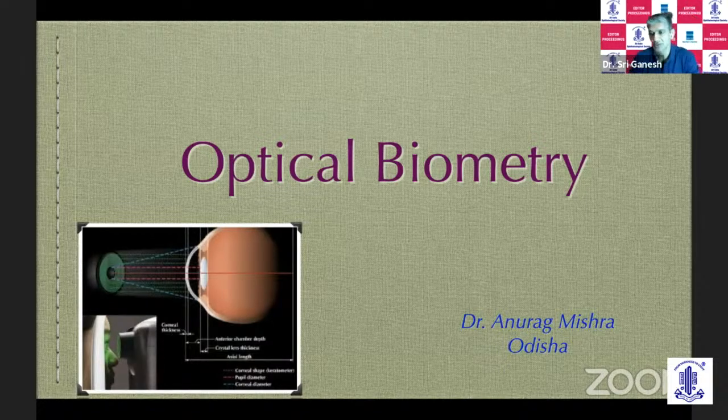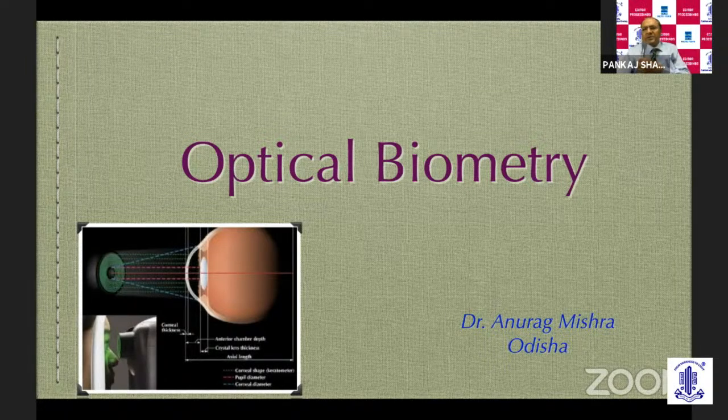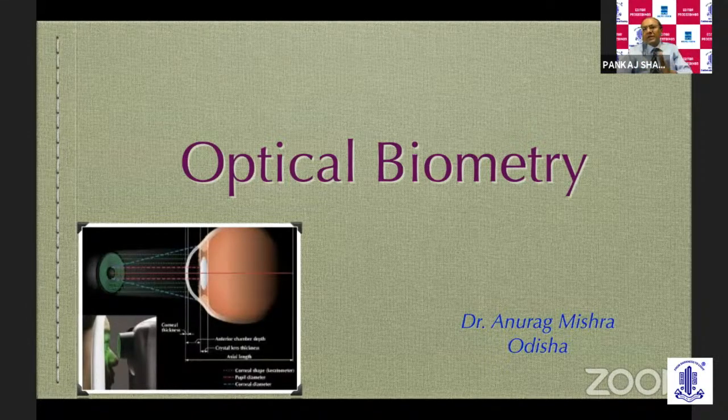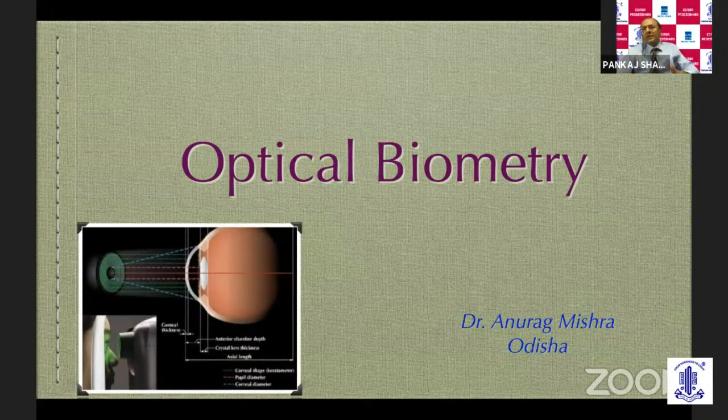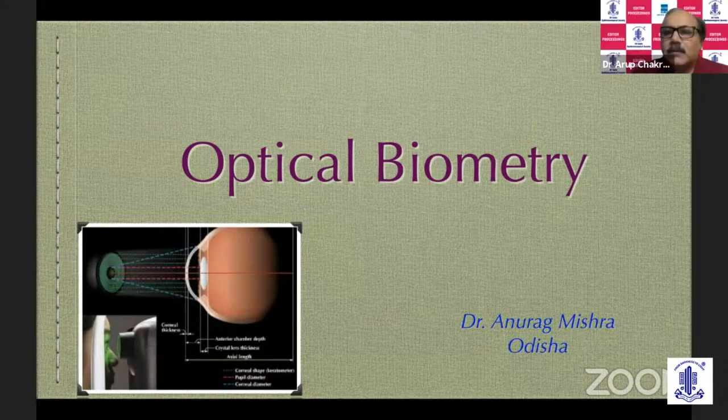That is a very important point, Sri Ganesh. Yeah. And just one more point is all these A scans assume the retinal thickness to be 200 microns, and the actual retinal thickness can vary from 160 to 400 microns. So I think the optical one scores on that point. Exactly. In terms of accuracy, definitely.